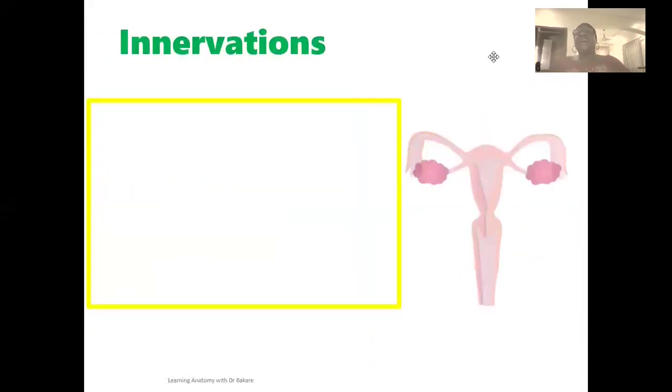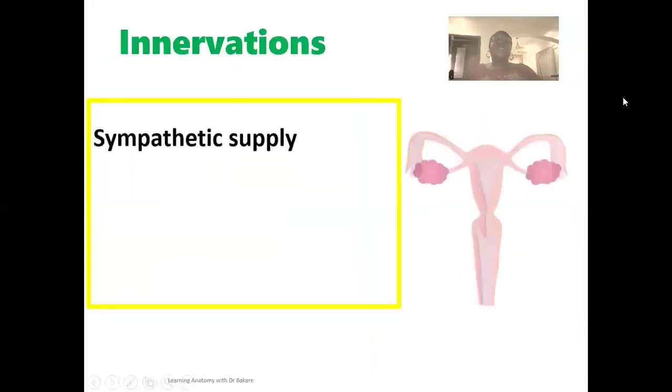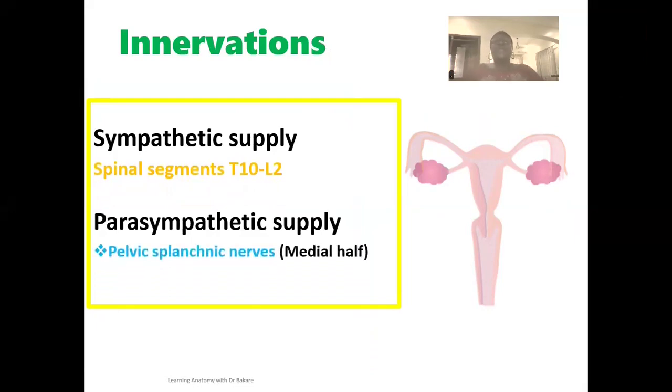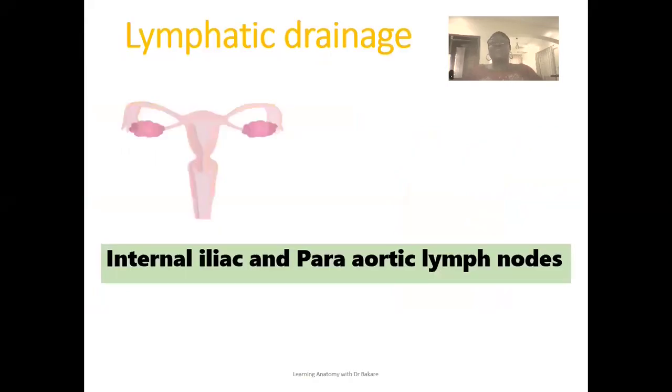So let's look at the innervation. The innervation is provided by sympathetic supply and also the parasympathetic supply. The sympathetic supply is through the spinal segment from T10 to L2. While the parasympathetic supply for the medial half and the lateral half are different. For the medial half, it is through the pelvic splanchnic nerve, while the lateral half is through the vagus nerve. So this is how the innervations of the uterine tube is presented. For the lymphatic drainage, it is into the internal iliac and also para-aortic lymph nodes.